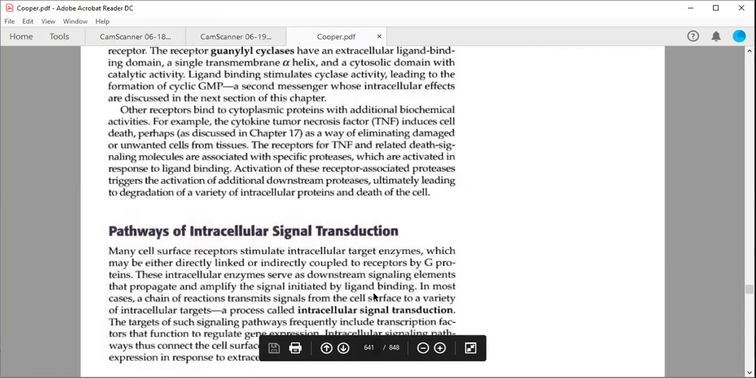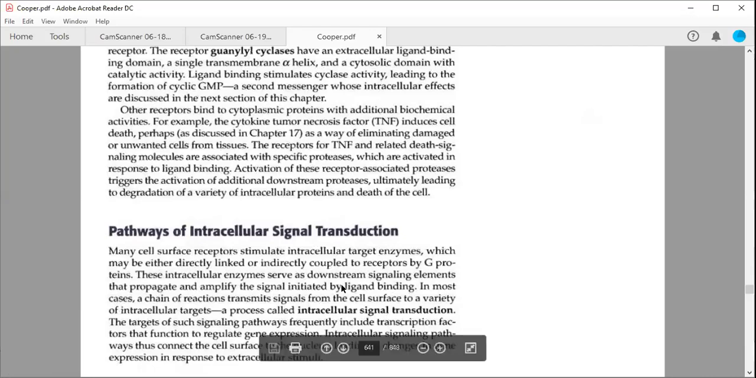So look, signal transduction happens when a ligand molecule, a proper signal molecule, comes and binds to these surface receptors. In most cases, a chain of reactions transmits the signal from the cell surface to a variety of intracellular targets. This is called intracellular signal transduction. If someone asks you what intracellular signal transduction is, you can simply explain that if a signal molecule comes and binds to the cell surface receptor, the signal, without going inside the cytosol, is able to transmit the signal inside the cell.